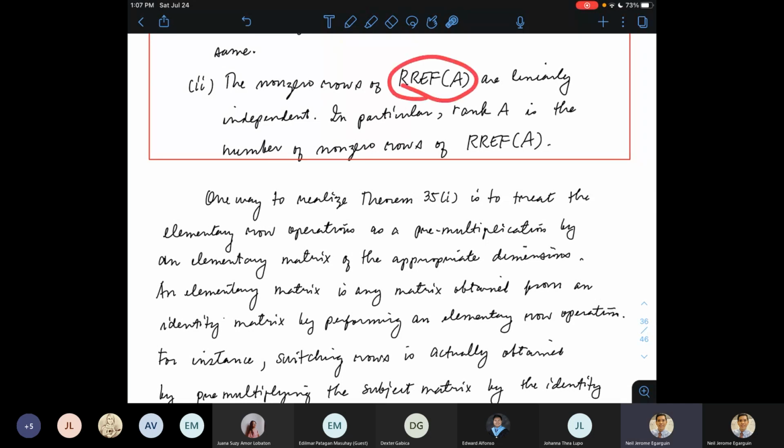So ang rows ng matrix RREF ni matrix A ay laging linearly independent. So that means the dimension of the row space of A is equal to actually the rank of A. Kasi kung ilan yung linearly independent rows, yun yung rank niya. Tama? So that means rank A is nothing more but the number of non-zero rows of RREF of A.